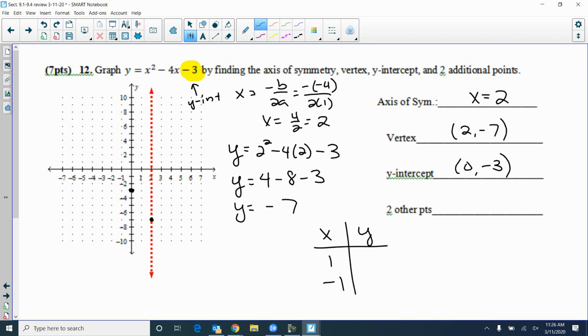So now you substitute those into the equation and you figure out what you get. So you do y equals 1 squared minus 4 times 1 minus 3. And then you plug in -1 for that. All right, Brooke, you got anything for plugging in 1?